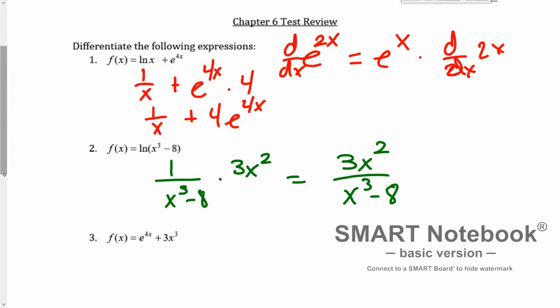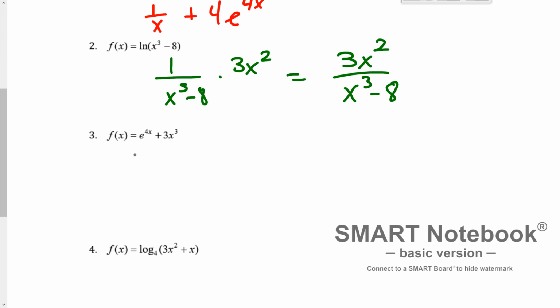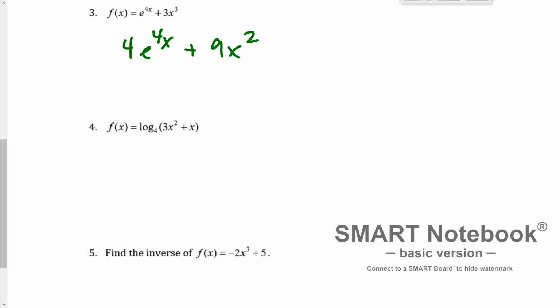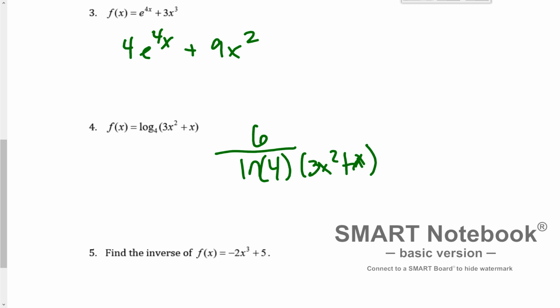Okay, this next one, again, we already did this one, so this would be 4e to the 4x, and then the derivative of 3x cubed is just 9x squared. Okay, this one, so we have the base, so ln of the base, which is 4, times what we're taking the log of, over the derivative of what we're taking the log of. Okay.